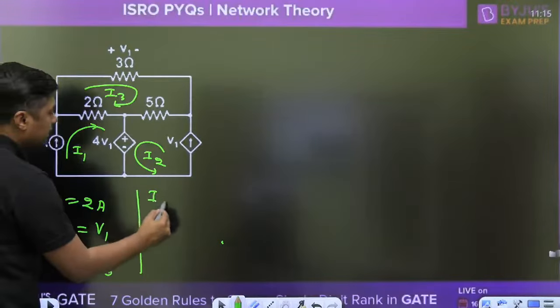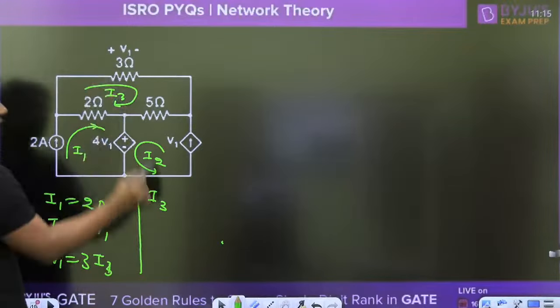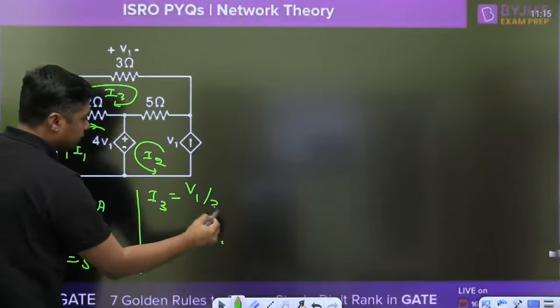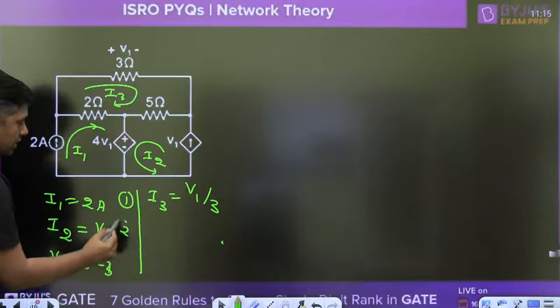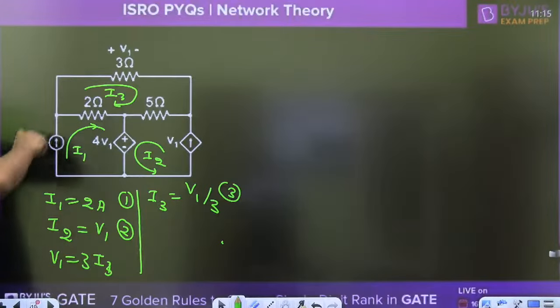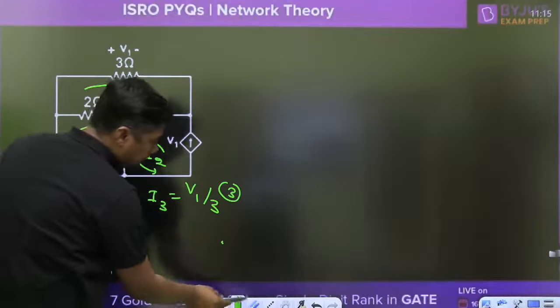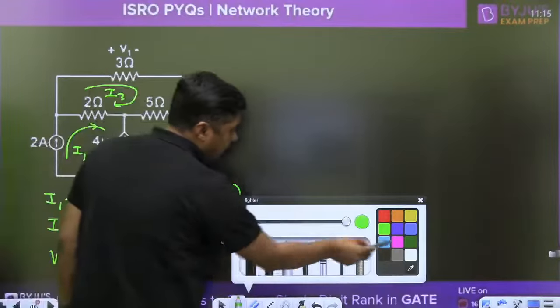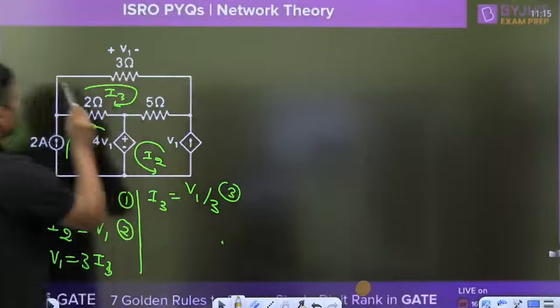So what is the I3? 3 times of I3, so what is the I3? V1 upon 3. You have equation number 1, equation number 2, equation number 3. Now apply the KVL in this loop. Directly apply the KVL in this loop.